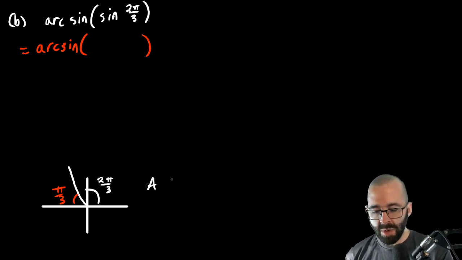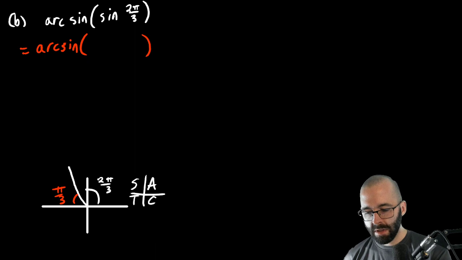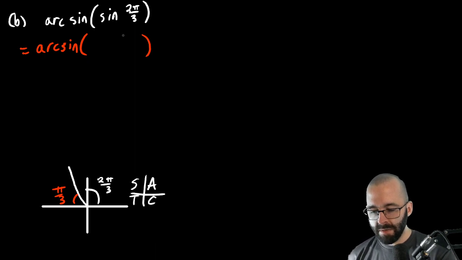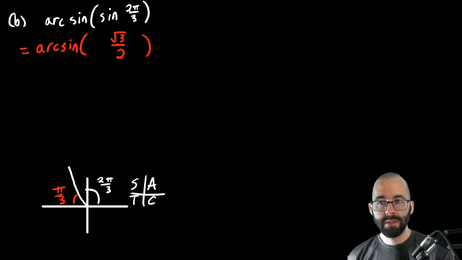And then use All Students Take Calculus, or all squids train camels, always save the cats, to figure out whether it's positive or not. So we know the sine of pi over 3 is root 3 over 2. So it's going to be root 3 over 2. Sine's positive in the second quadrant, so it's positive root 3 over 2. Now we have to evaluate arcsine of root 3 over 2.